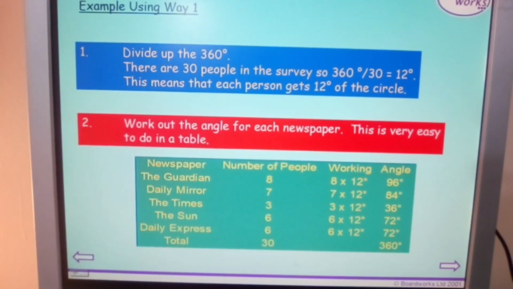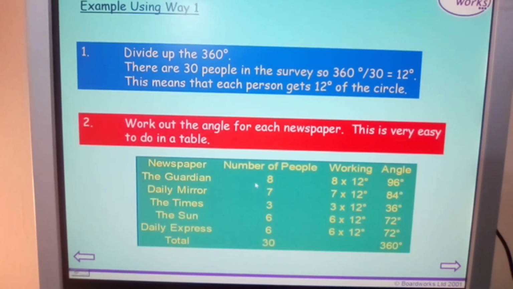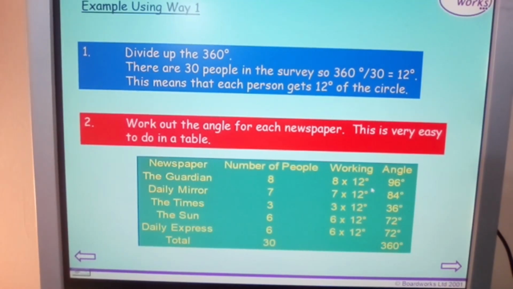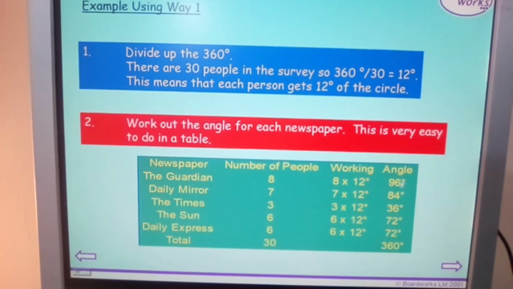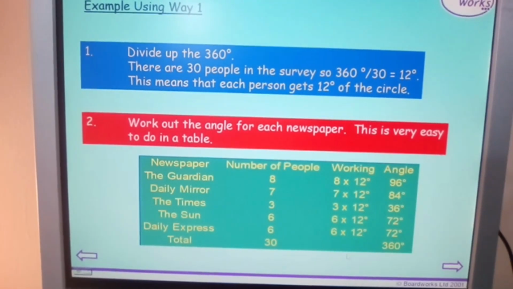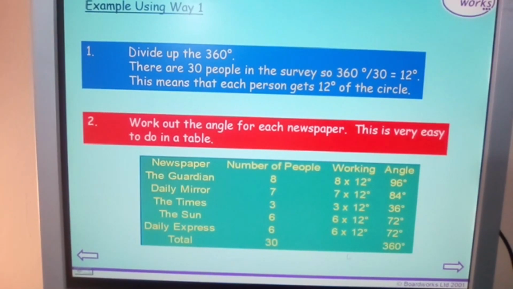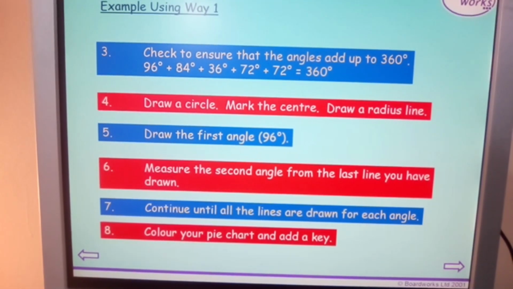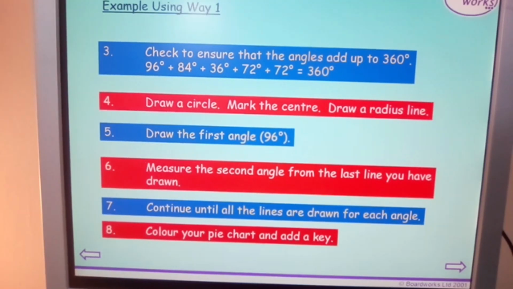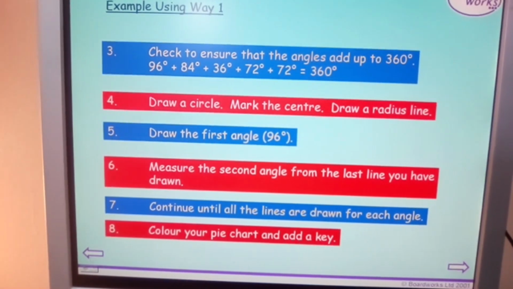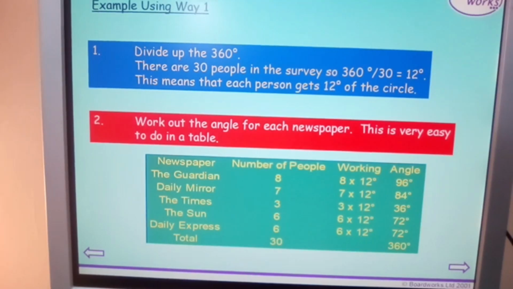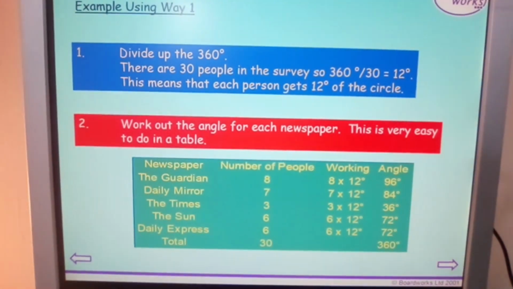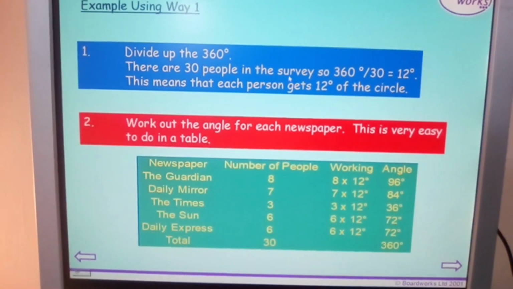And you can see here that the Guardian is 8 times 12 equals 96 degrees. When you add these totals up, they come to 360, and that's what you'll be looking for. Example using way 1.